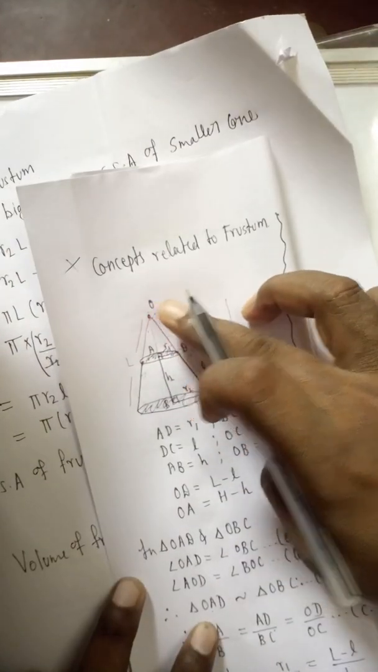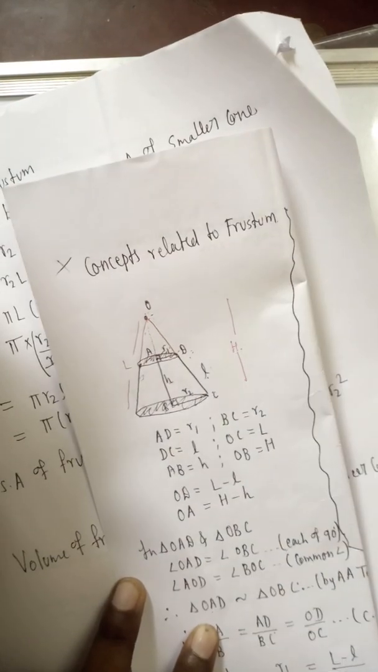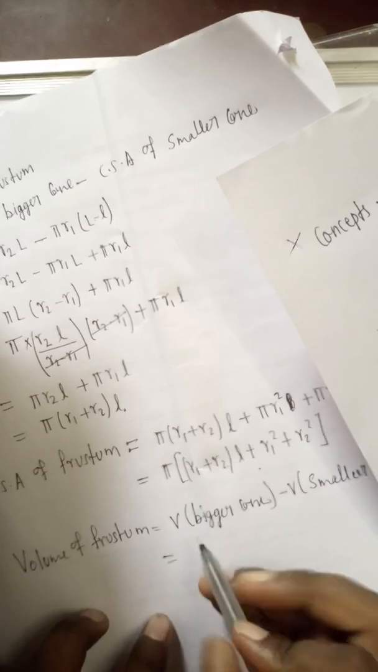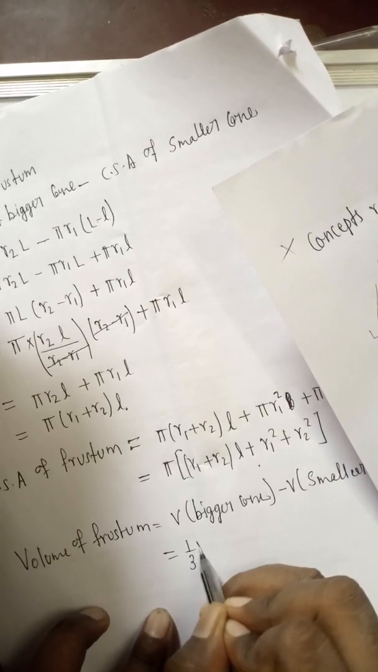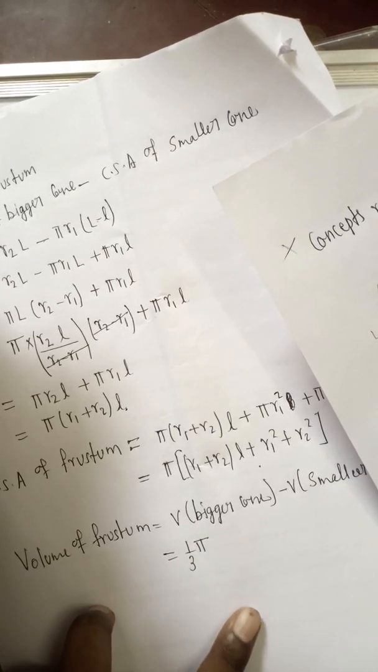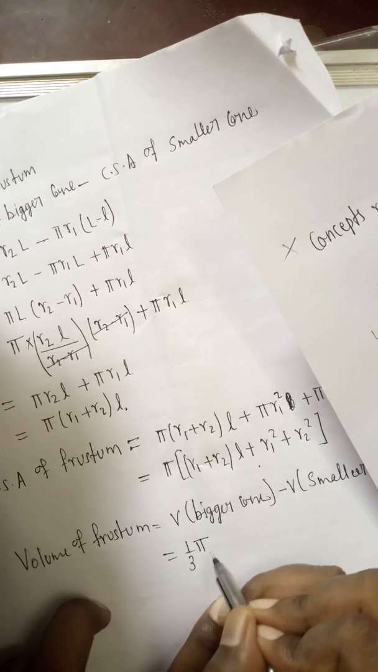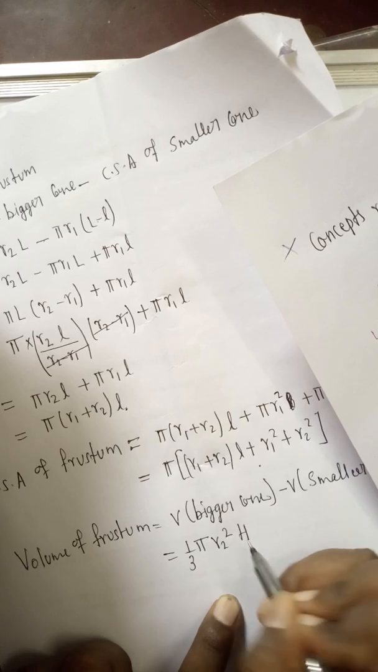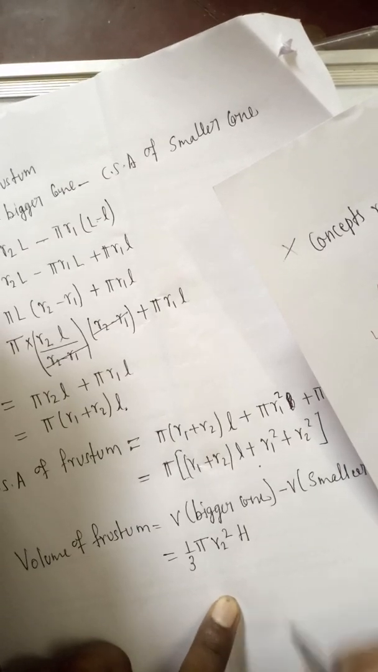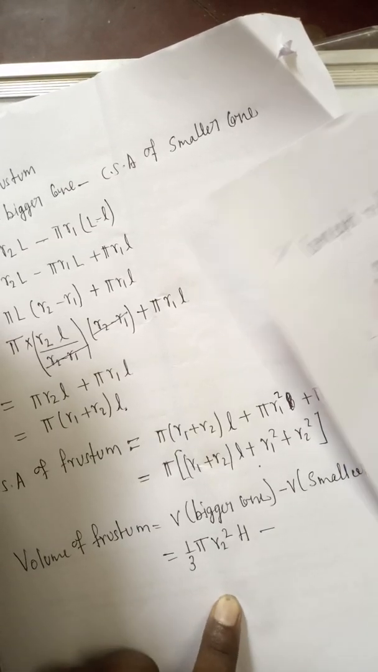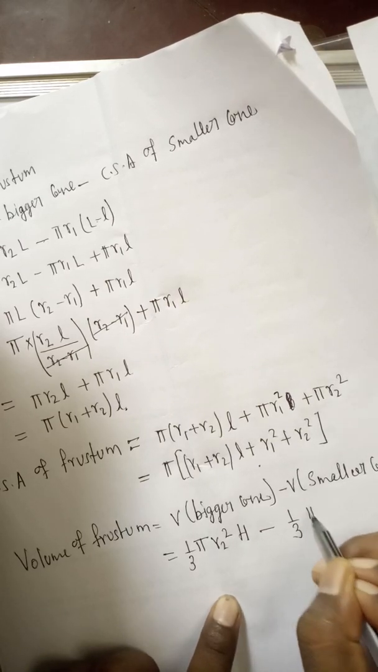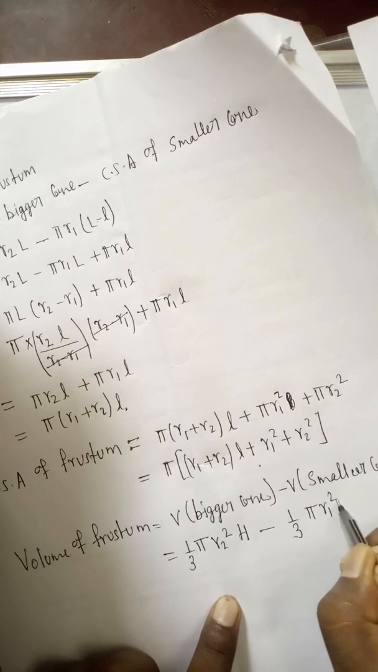Already we know that the volume of a cone is 1 upon 3 pi r square h. So the volume of the bigger cone will be 1 upon 3 pi r square h. For the bigger cone, the radius is r2 square and the height will be capital H. I hope this is clear. Minus volume of the smaller cone will be what? 1 upon 3 pi r1 square.